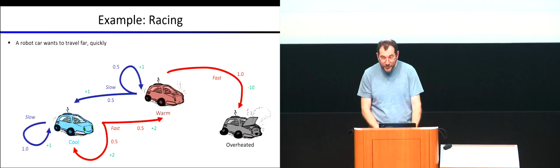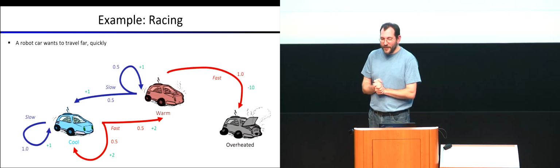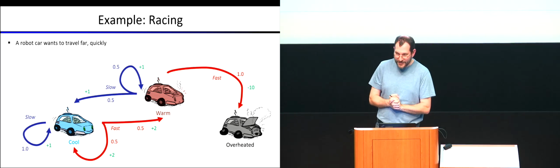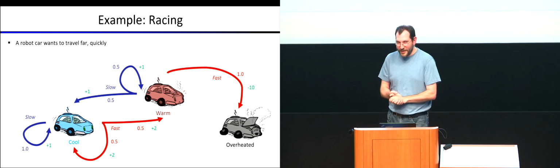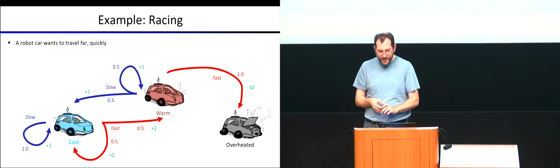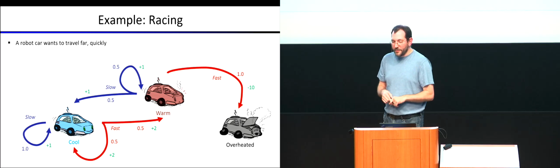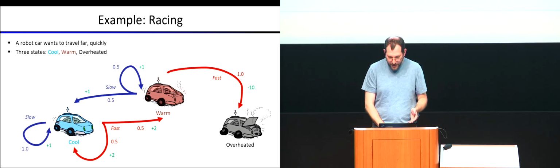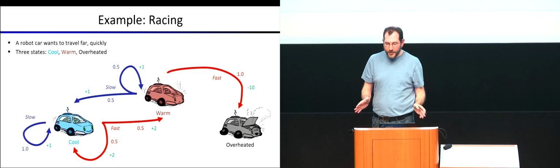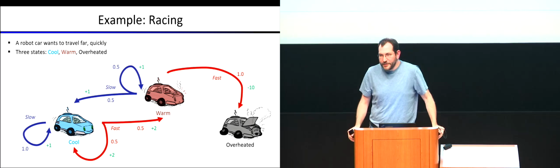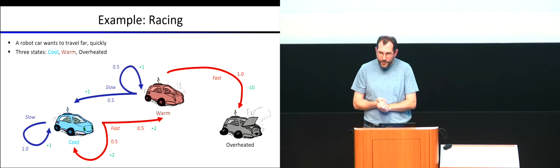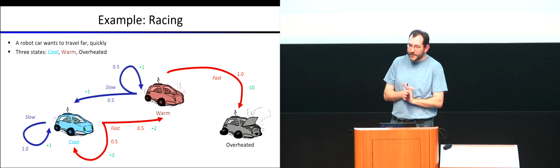So this is a super simple example of a robot car. It's a very simple example that has only 3 states. And what you see here is a state transition diagram, think like a finite automaton, that describes the states and how they interact in this MDP. So we have a robot car. It would like to travel far and quickly. And it's going to have 3 states, obviously a huge simplification: cool, warm, and overheated. Cool is the good state. The car would like to be cool. Warm is okay, but you start to risk overheating, and if you overheat, the game's over.